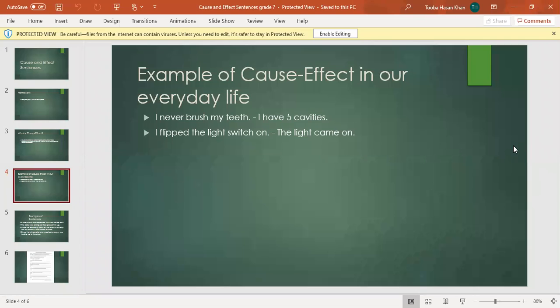So the cause: he has cavities. This is the effect. What is the cause of this? Because he never brushes his teeth.